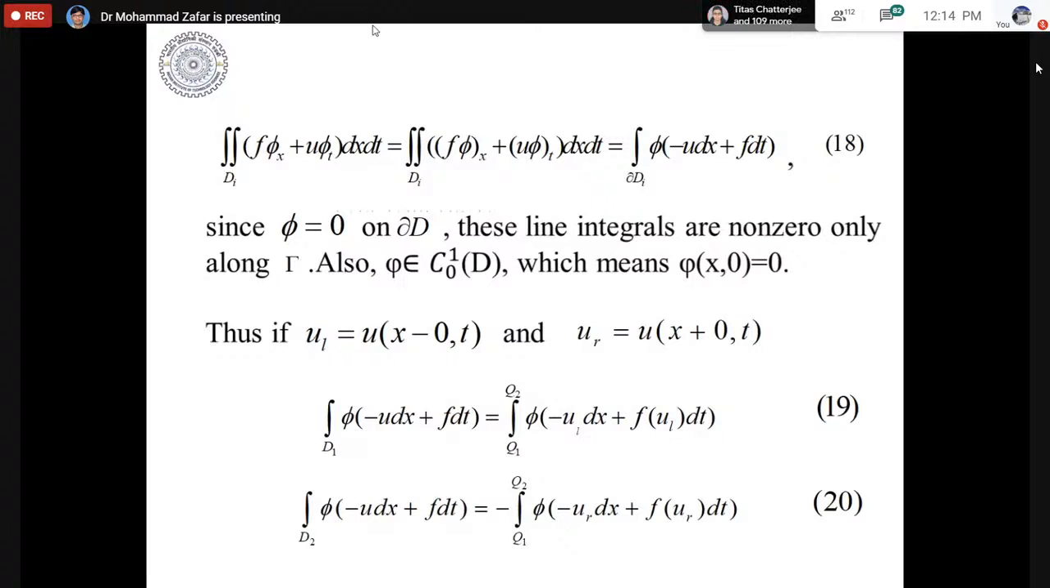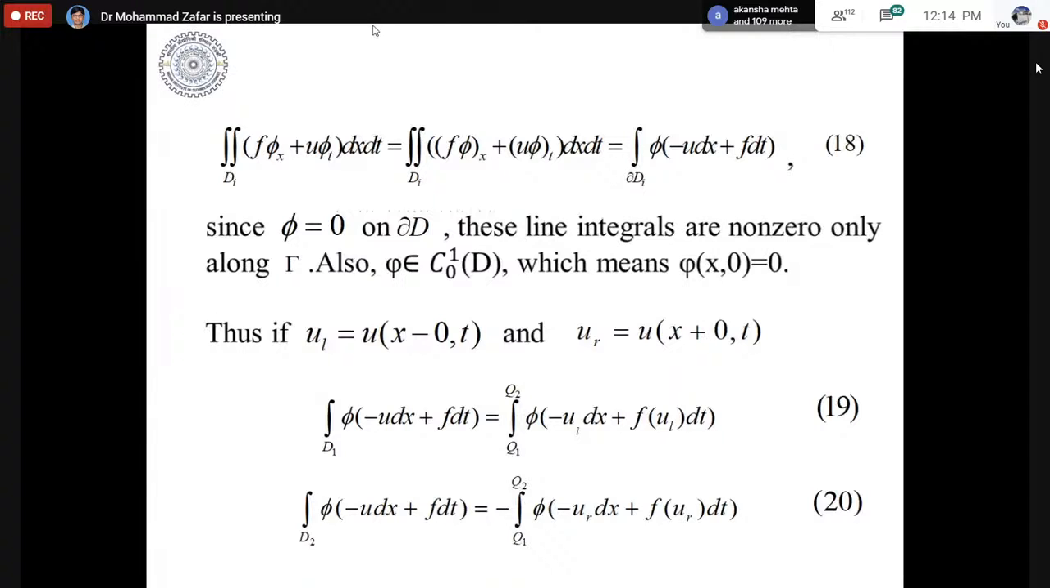Now using Green's theorem, we know that a double integral can be changed to a single integral, where D_i is the region and ∂D_i is the boundary of that region. We are moving counterclockwise, so ∂D_i is traversed counterclockwise. So this is φ(-u dx + f dt). This can be seen using Green's theorem, and one can very easily verify this.